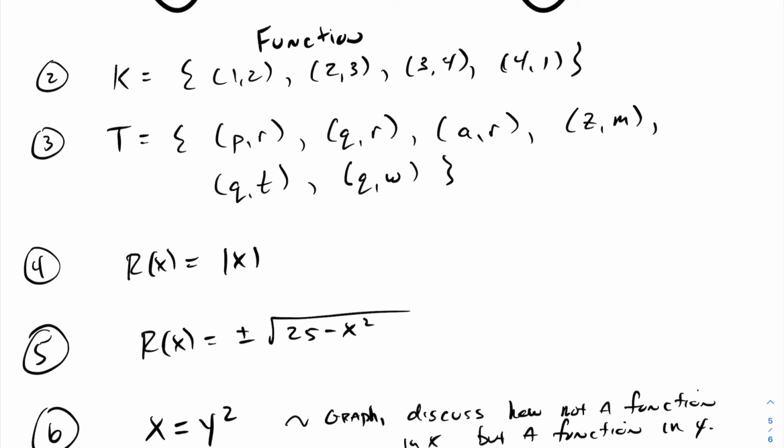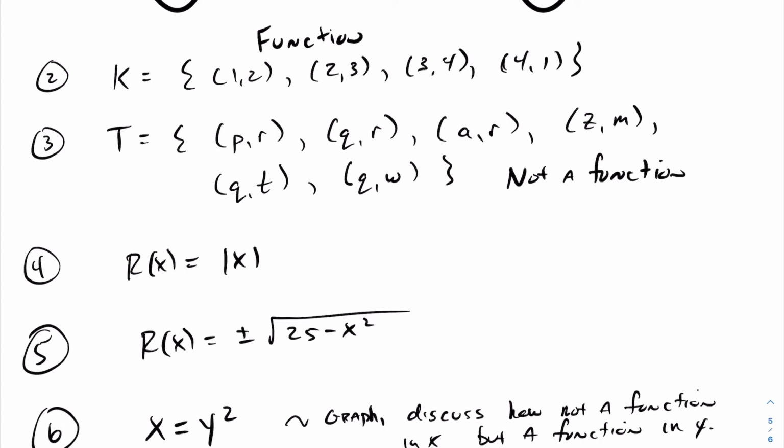Let's take a look at number 3 here. For number 3, we can see that P is being sent to R. Now here we've got Q is being sent to R, and Q is being sent to W, and Q is being sent to T. So for a fixed input, we have 3 different outputs, in which case this is not a function.